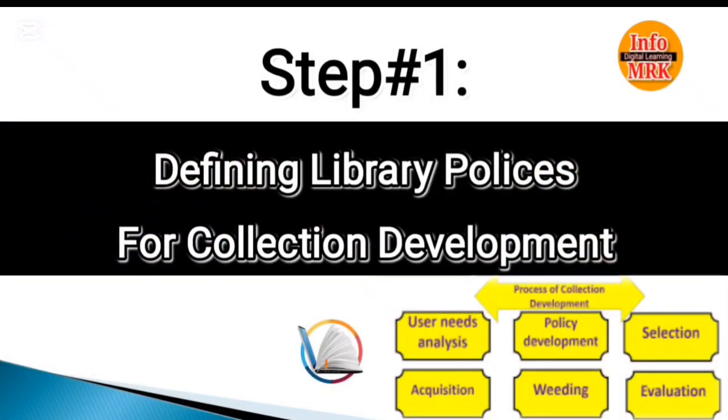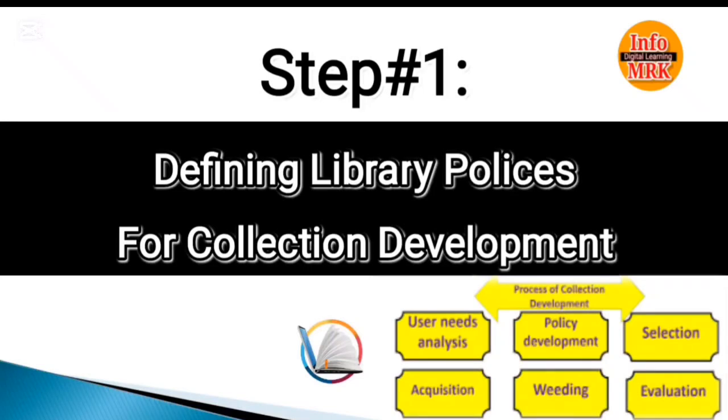Step number 1, defining library policy for collection development. It is the first step in which we define procedures, guidelines and principles for collection development. It is necessary first of all to understand and define the main library objectives. Number 1. Number 2, define library users and their information needs.